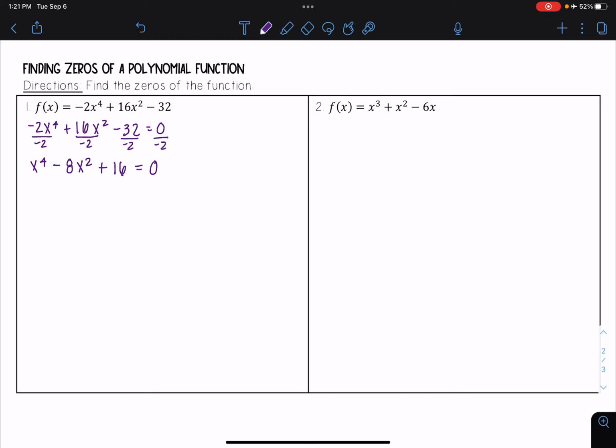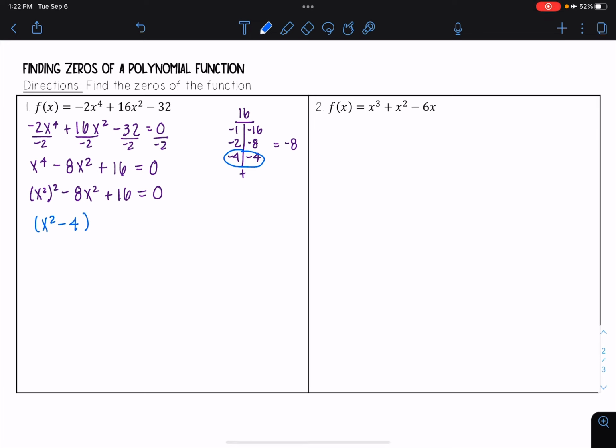And now I see that I can rewrite this in quadratic form because I have x to the fourth, x squared, and then no x term. So I can rewrite this as x squared, squared, minus 8x squared plus 16 is equal to 0. So I'm looking for two numbers that multiply to 16 and add to equal negative 8. I see my two numbers are going to be negative 4 and negative 4. And so I get x squared minus 4 times x squared minus 4 is equal to 0.